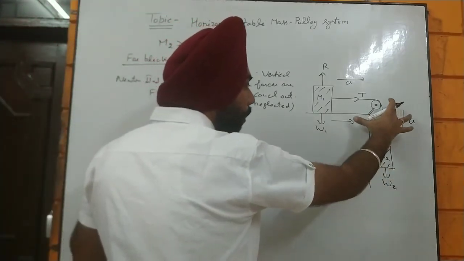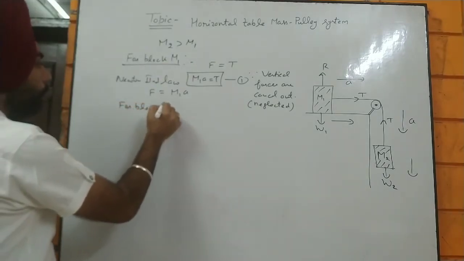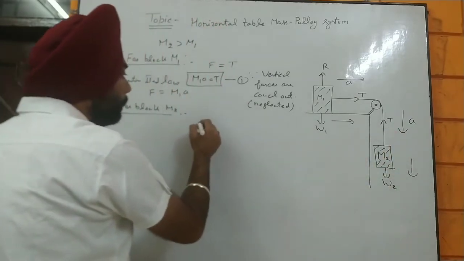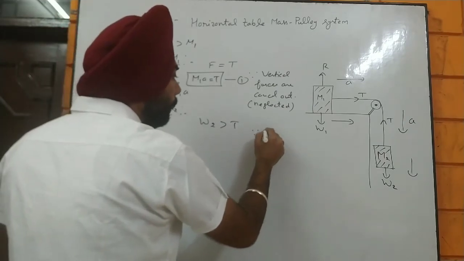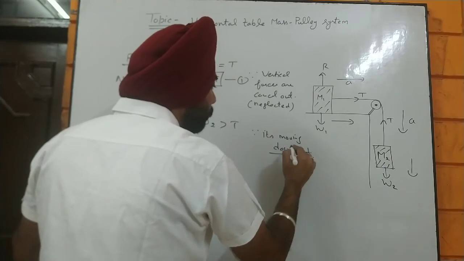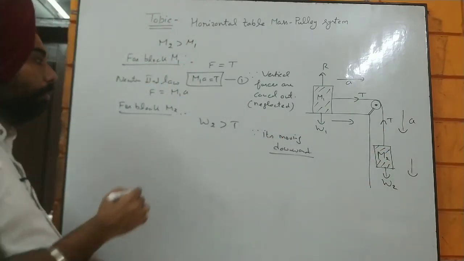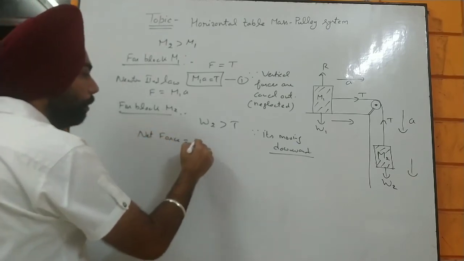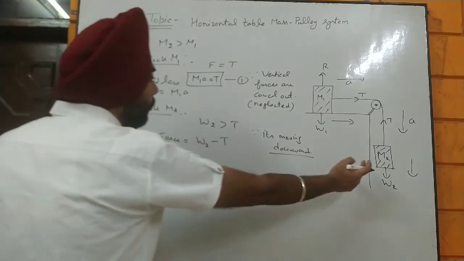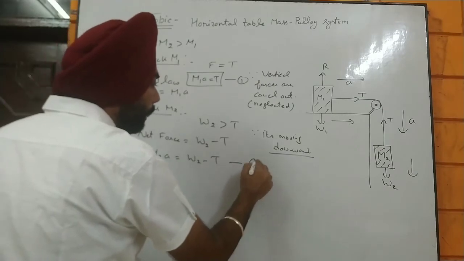Now check out that block. That block is moving downward. So now we are going to make the expression for m2. Obviously, if that block is moving downward, w2 is greater than T. From that you can easily assume that if it is moving downward, w2 is higher than the tension T in the string. That is why it is moving in the downward direction. So the net force is w2 minus T, as in the simple case of a mass pulley system. For the second mass, m2a is equal to w2 minus T, and that should be marked as equation number 2.